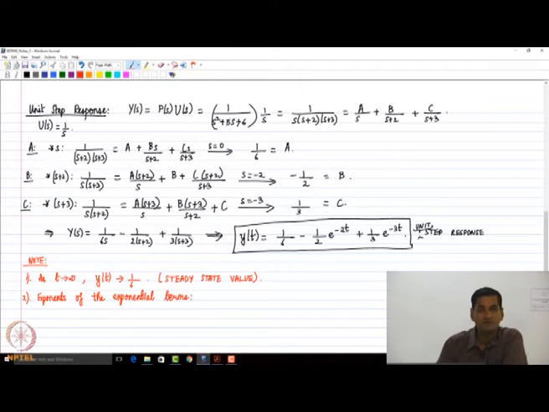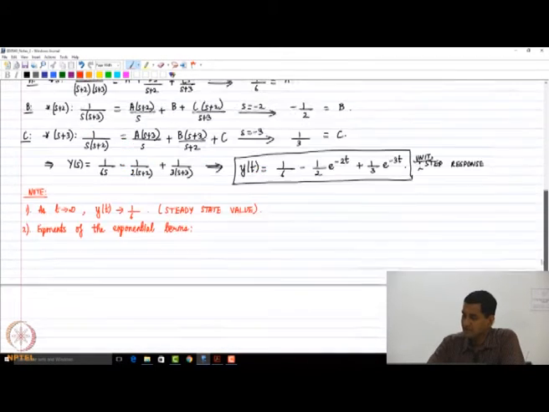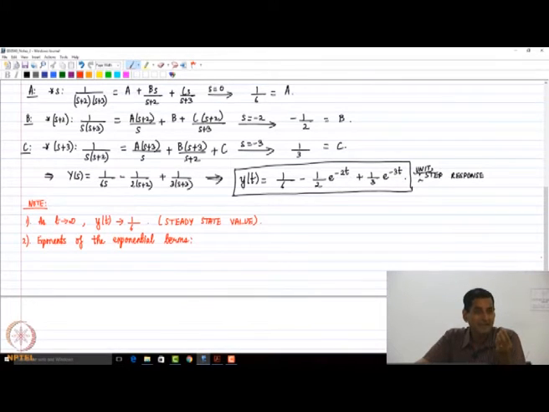What are the exponents of the exponential terms? What do I mean by exponent? If I have e power minus at, then a is the exponent. So what are the exponents of the exponential terms here? In this particular example, they are minus 2 and minus 3, which happen to be the poles of the system. And in this problem, the poles happen to be real.